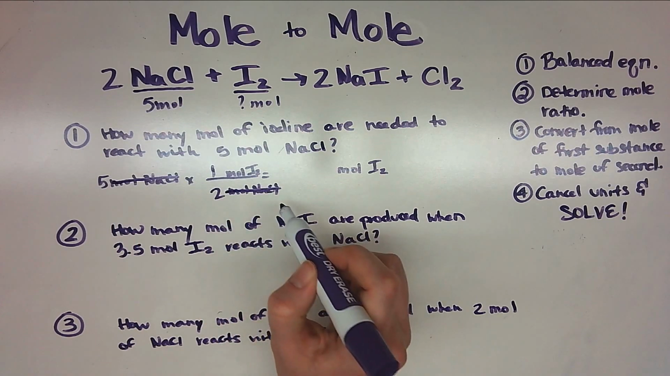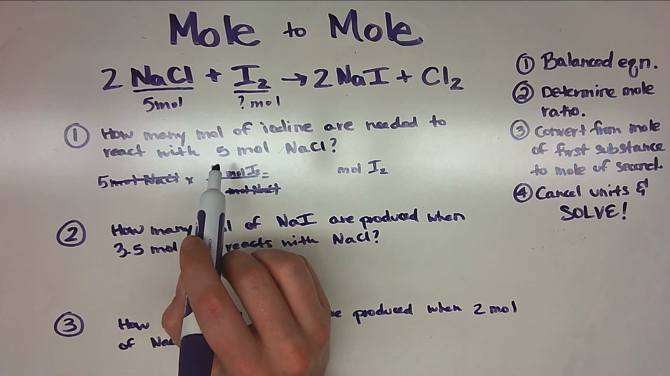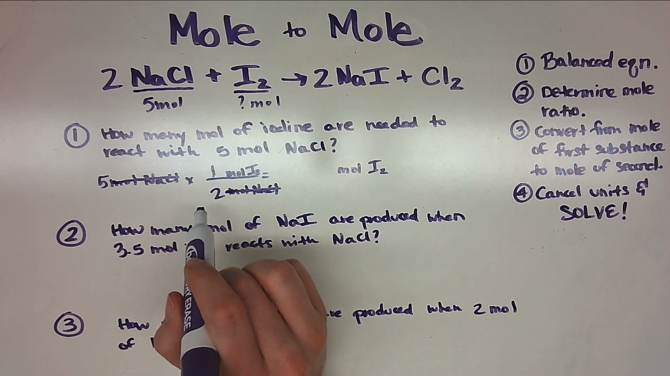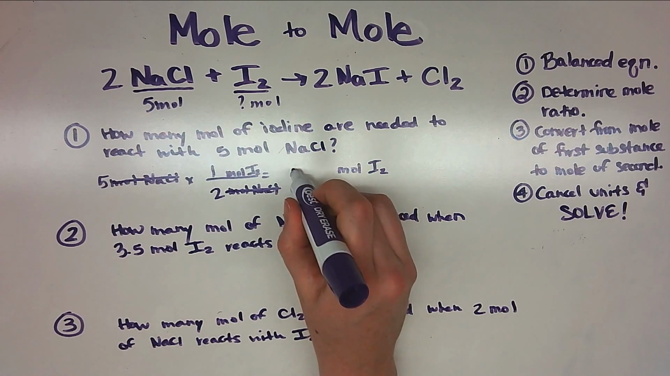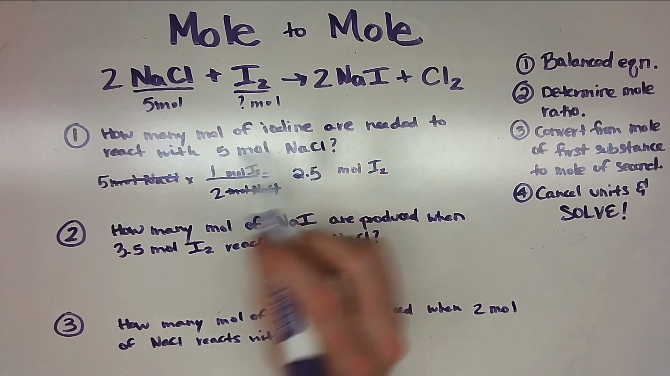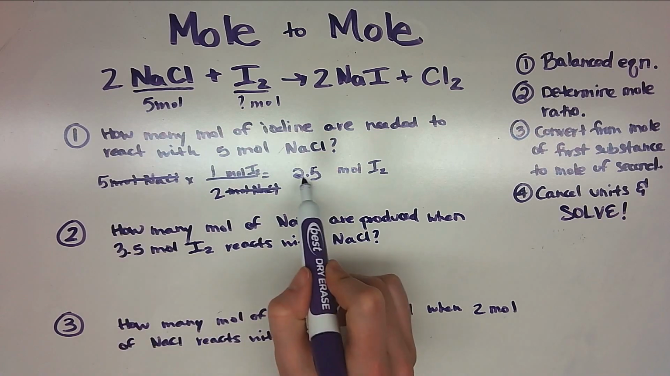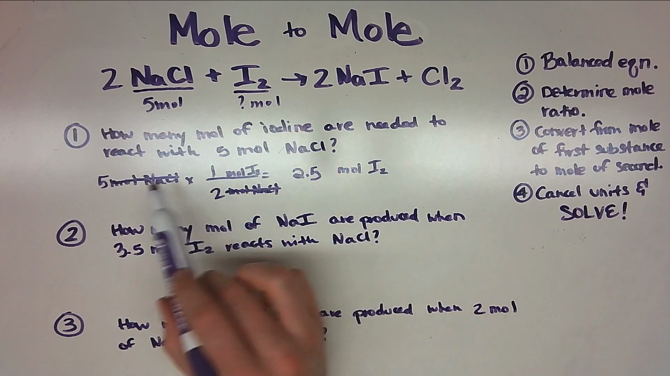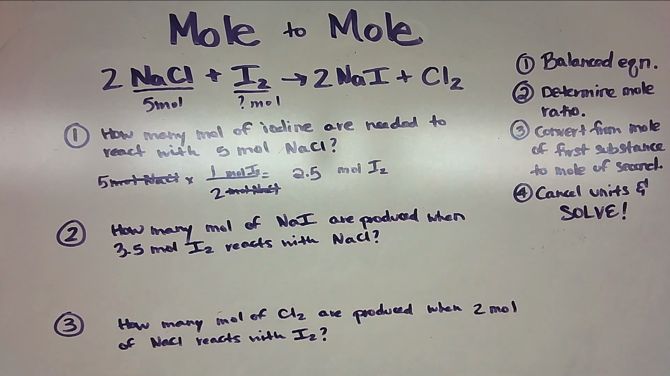I'm going to cancel out my mole of sodium chloride, multiply everything across the top, and divide by what's on the bottom. So 5 times 1 divided by 2. So if we react 5 mole of sodium chloride, we're going to need to react 2.5 mole of iodine with that to get this reaction to carry through.